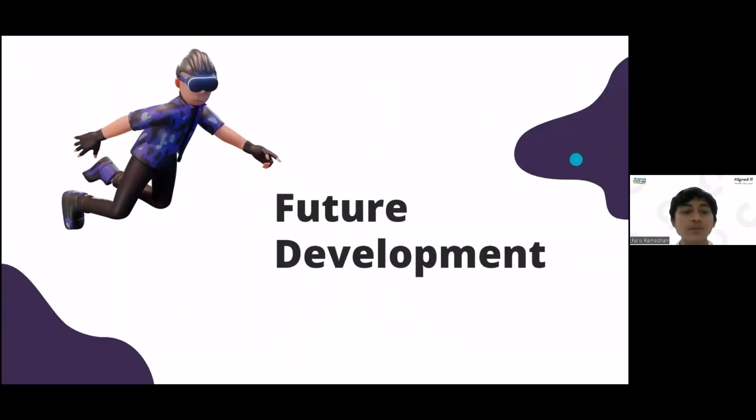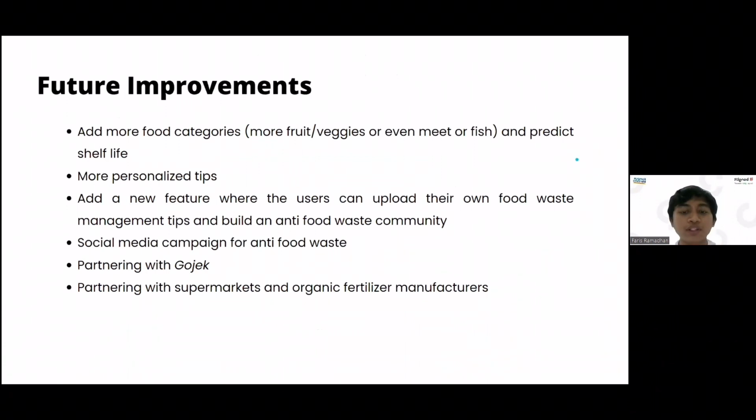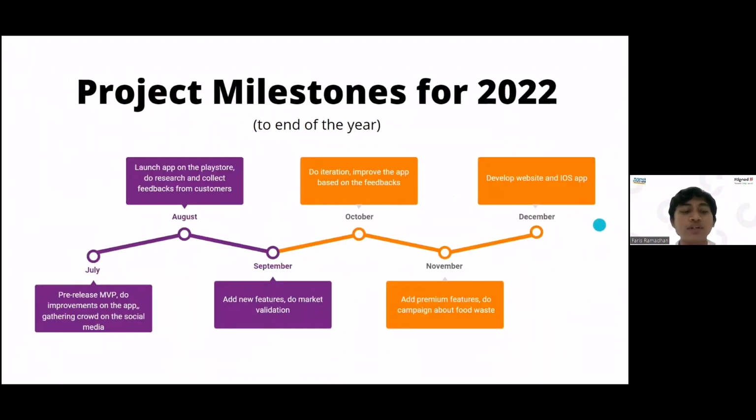For the next thing, we are planning some future improvements for this mobile application. Users can add more food categories and predict food shelf life. There will also be personalized tips, a social media campaign for anti-food waste, partnering with Gojek for delivery or payment, and then partnering with supermarkets and fertilizer manufacturers. So this is our project milestone for 2022.